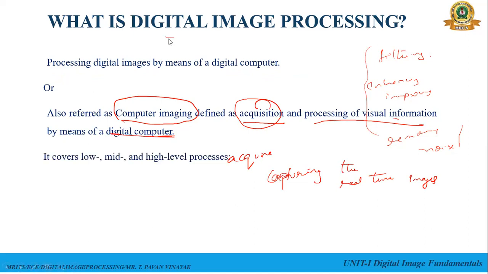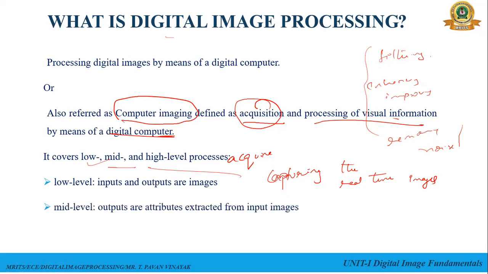So what is the need of image processing? Why do we have to learn it? Image processing levels are many, and it covers many processes: low level, mid level, and high level processing. So what is low level and what is high level? Low level means inputs and outputs are images only.